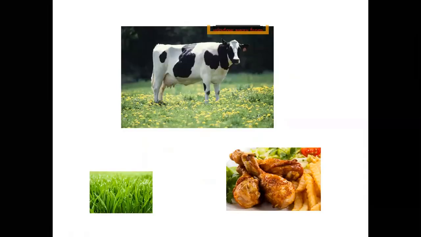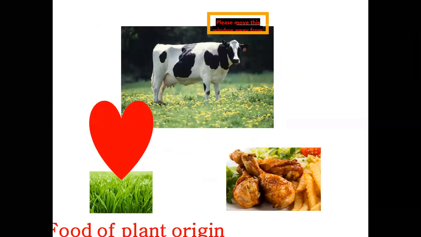Let's see this cow. Would this cow prefer to eat chicken or to eat grass? I didn't see any cow eating chicken. She eats grass, so she consumes food of plant origin. Grass is a food of plant origin. It's a plant. So she loves to eat food of plant origin. Excellent, Clarissa. So, food of plant origin.